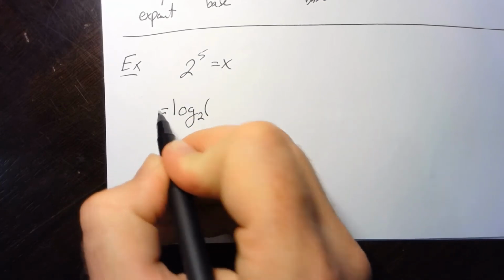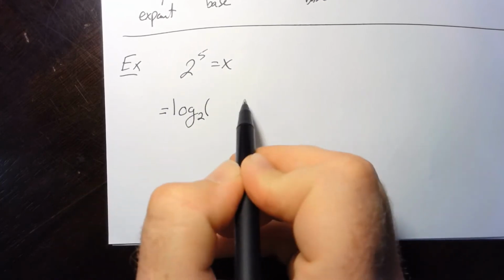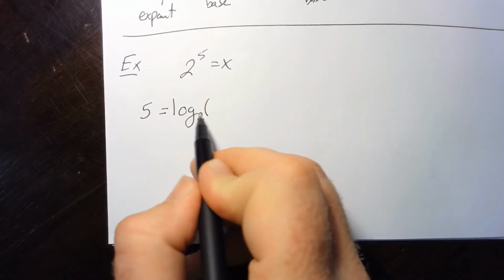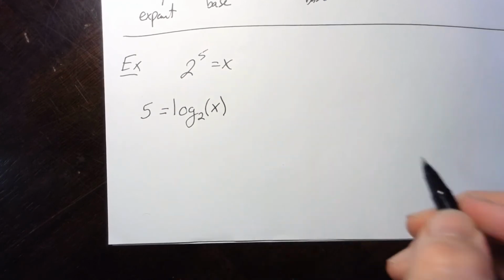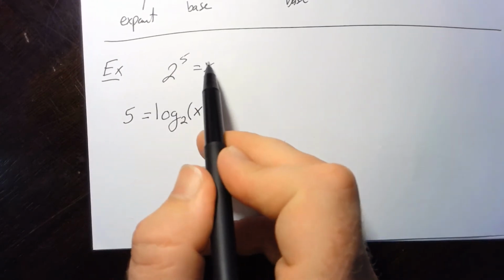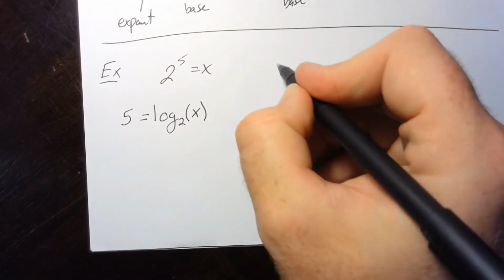Well, before I go what's inside, the log is always equivalent to the exponent, and in this case the exponent should be 5. So 5 is equal to log base 2, in this case, of x. So this is how you convert every exponential into a logarithmic. Let's look at another example.